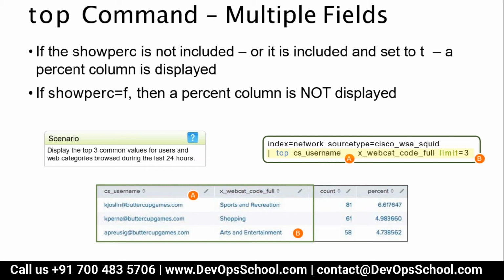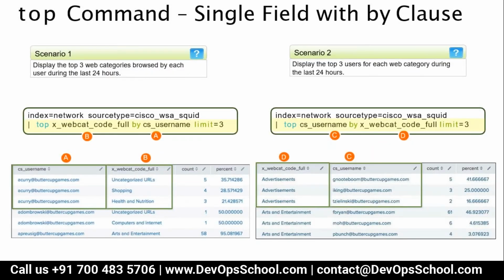And how many counts did they get? 81 count, 61 count and 51 count. That's a percentage also. So this is where you can add multiple fields to it. Now you can also, with the top command, add a single field with a by clause. So how is this useful for you? Let's look at scenario number 1 in this slide.